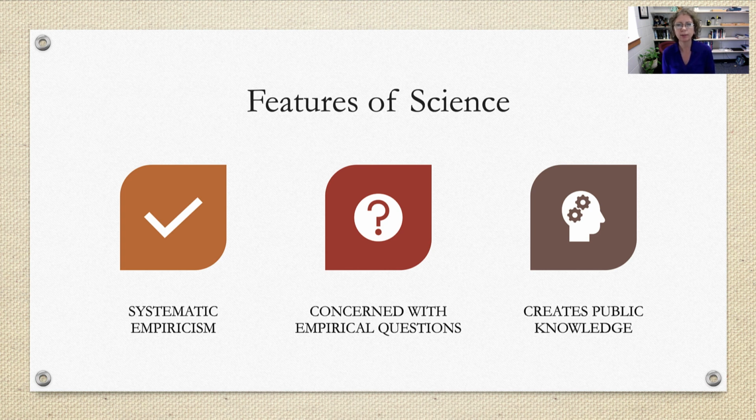And then creating public knowledge reaches into making our findings accessible to everyone and putting our findings out there to our peers for critical evaluation on what we've done and what we've found, so that the knowledge that is generated has been proofed.